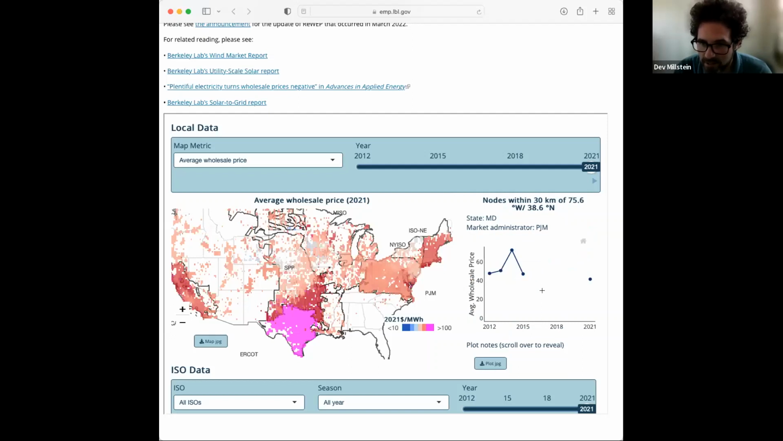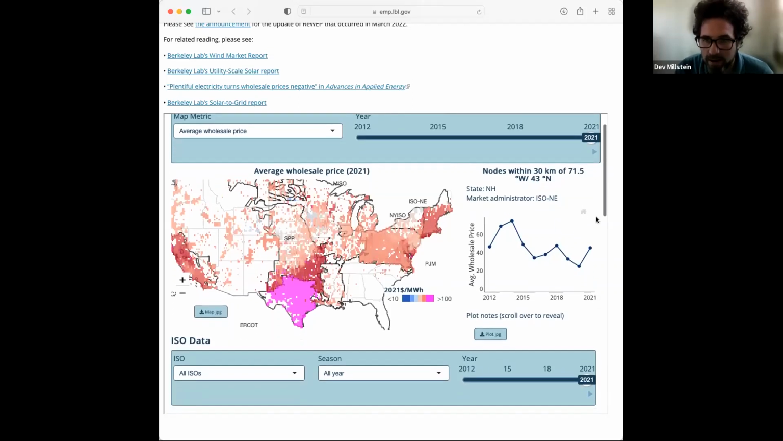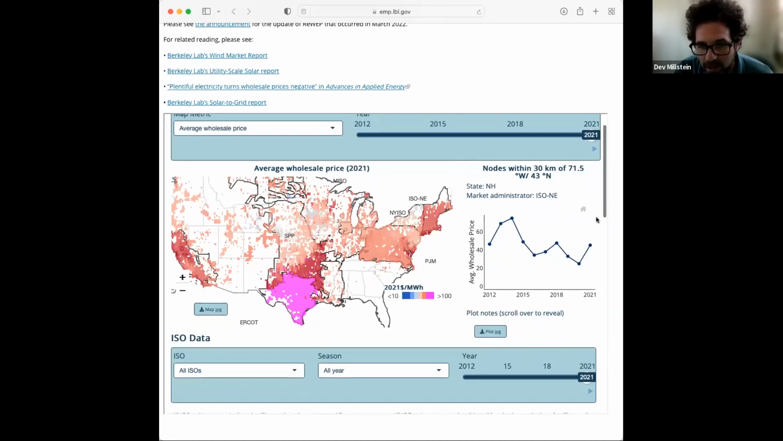You can see that there's some missing data for this, but it gives you a time series, and we might look at ISO in England as well. Here we can see how prices have changed over time in real dollars for a specific location.